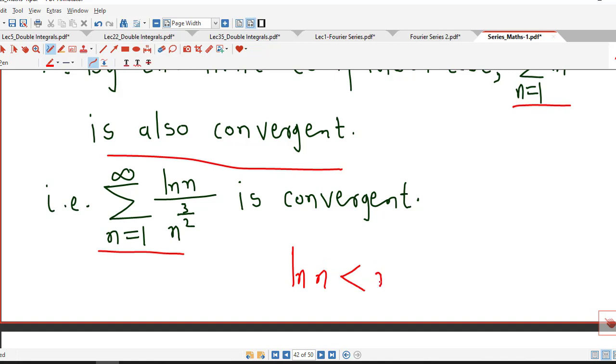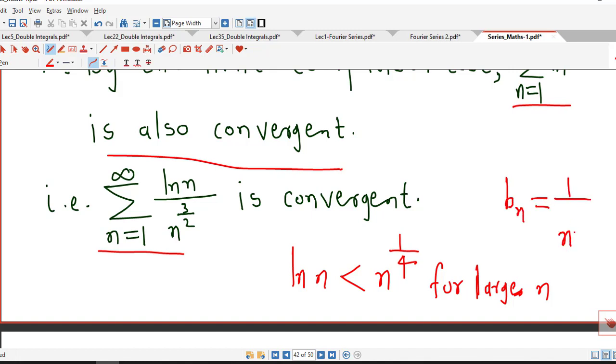So in this example we have used this logic to decide the selection of series Bn: log n is less than n raised to 1 by 4 for large n. So using this we are able to decide that the Bn which we have selected was 1 over n raised to 5 by 4.